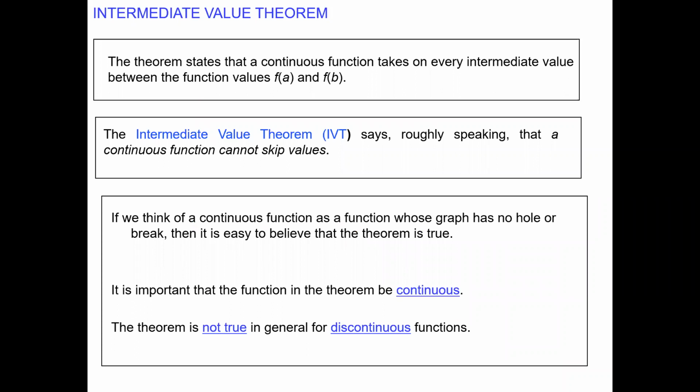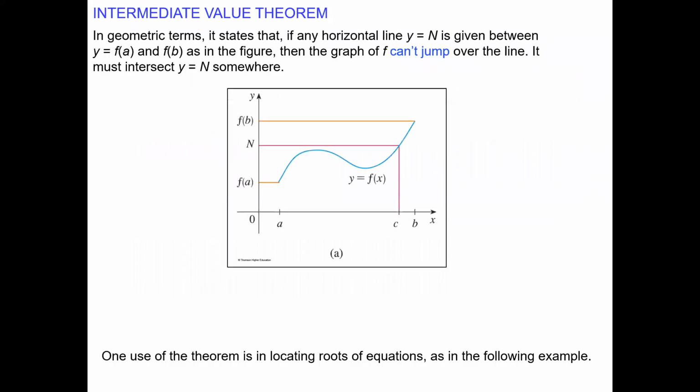Okay, and this is just the wording that I say. The theorem states that a continuous function takes on every intermediate value between f of a and f of b. Or we can say, roughly speaking, that continuous functions do not skip the values. One more time, we're talking about the continuous scenario. If the function has a discontinuity, removable, infinite, or maybe a jump, then this theorem is not true. We need a continuous curve.